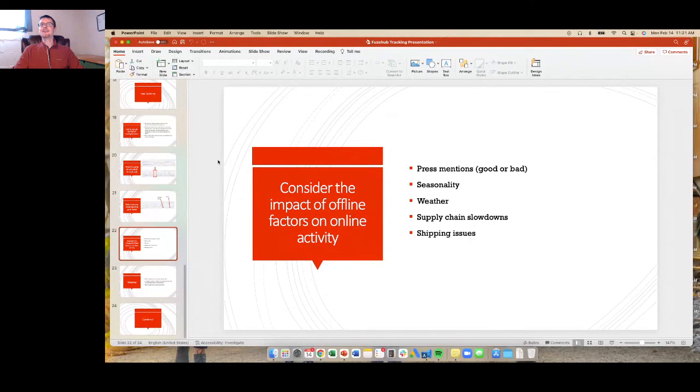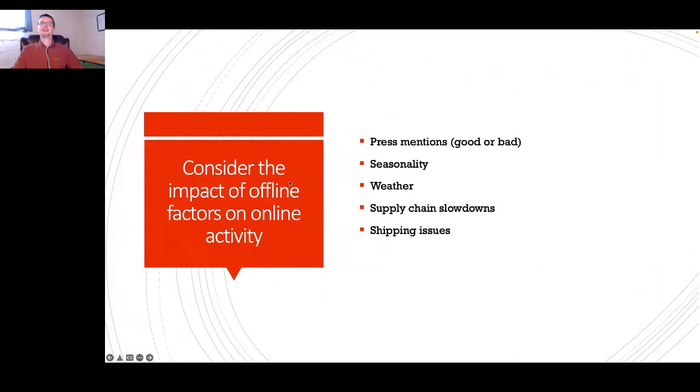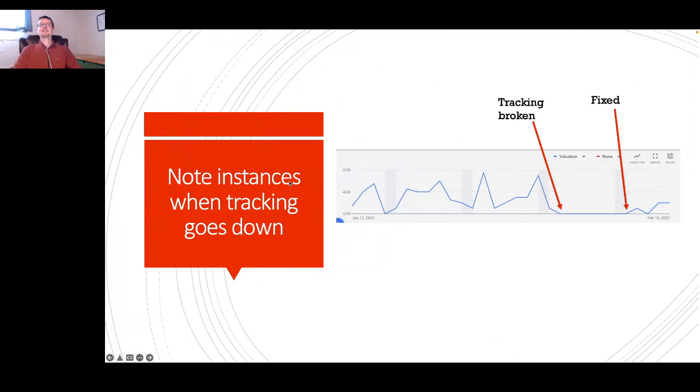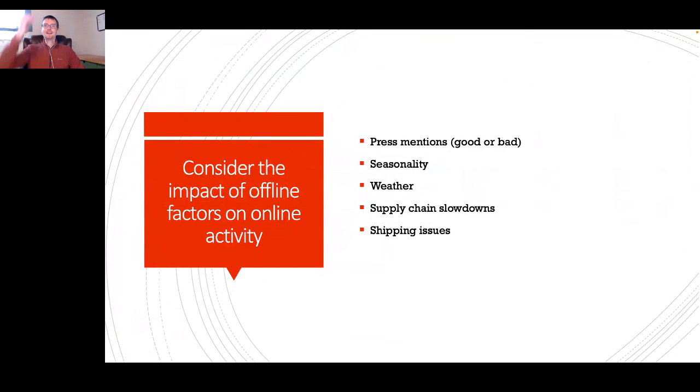All right. So yeah, I literally have just a couple more slides here. Just noting, when tracking goes down, offline factors can affect things, like your brand being in the news, whether that's good or bad, or seasonality, whether supply chain shipping issues are unfortunately affecting multiple clients and their ability to do business.